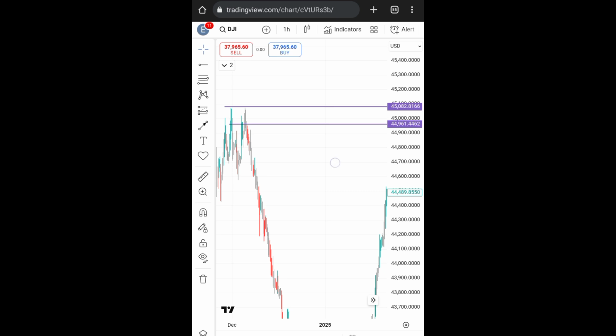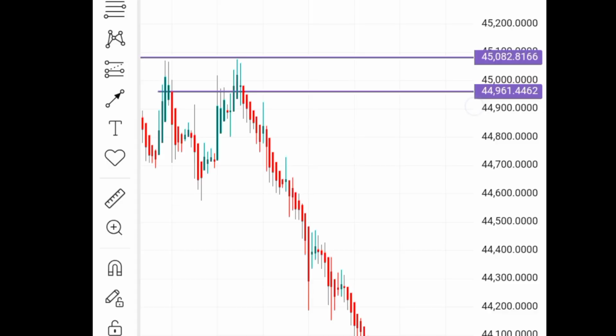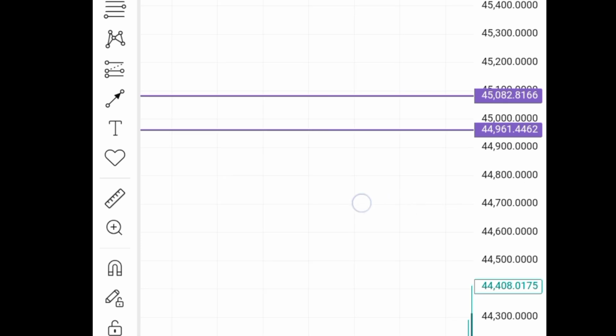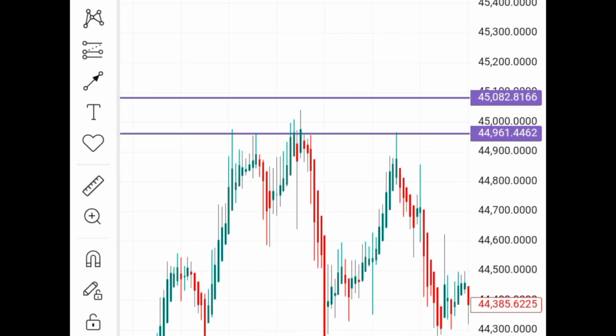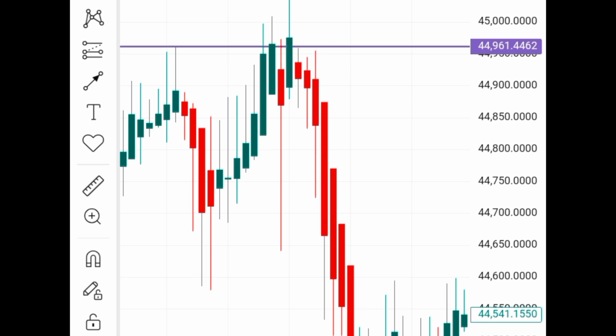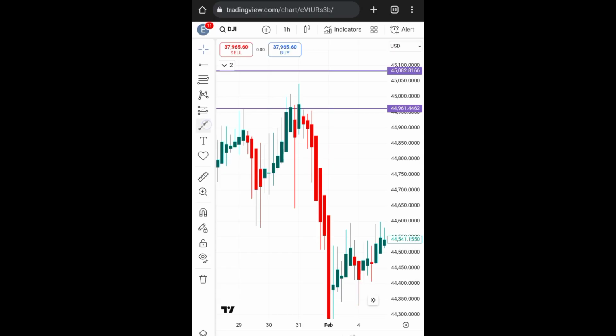So this is my H1. This is my 1 hour chart. And this is the wick we marked on our daily. And let's check. So we've seen that the market came inside this wick. You see, the market came inside this wick. And then it gave us a bearish candle. And what happened? Look at this bearish candle now.